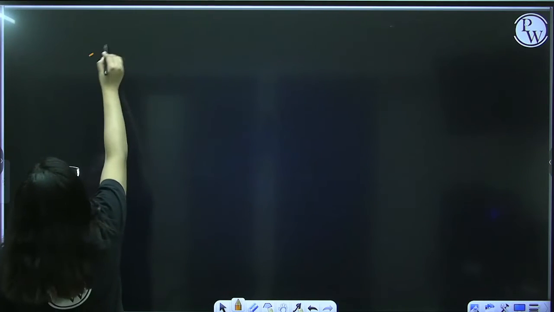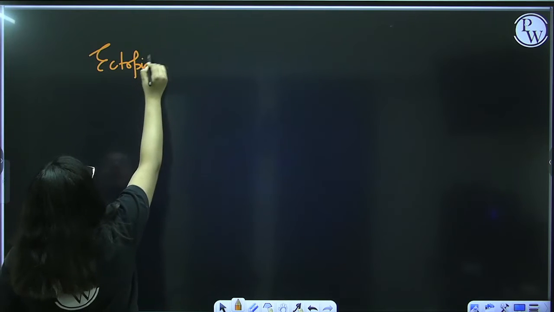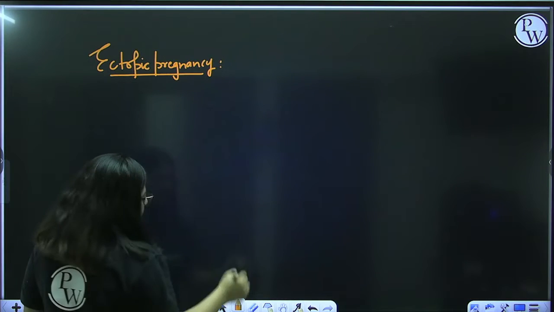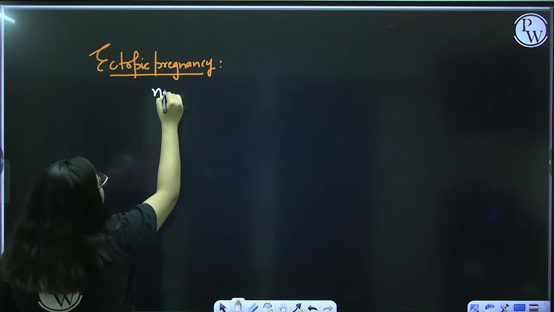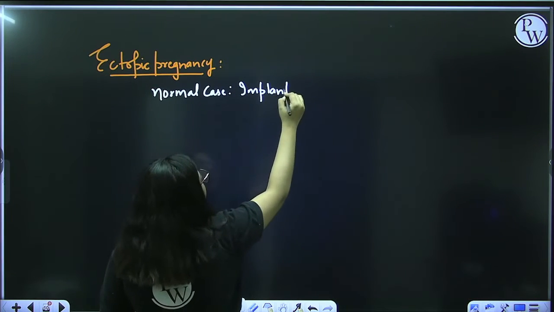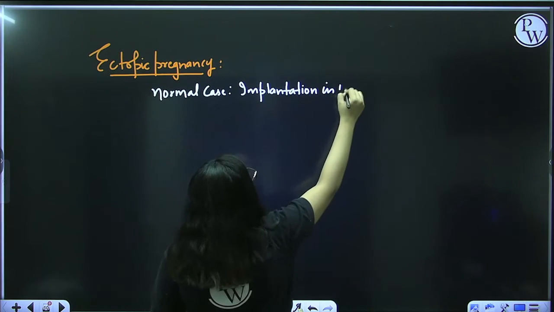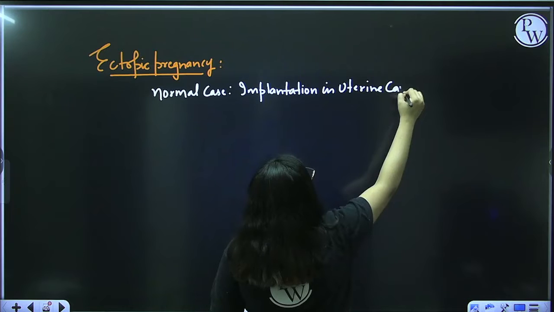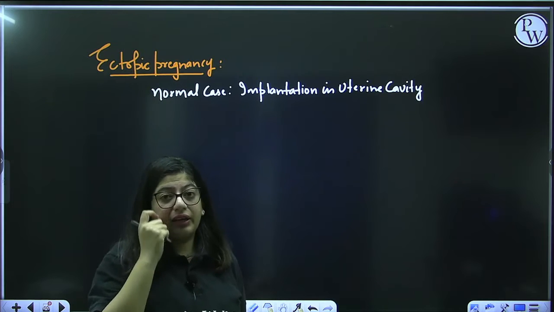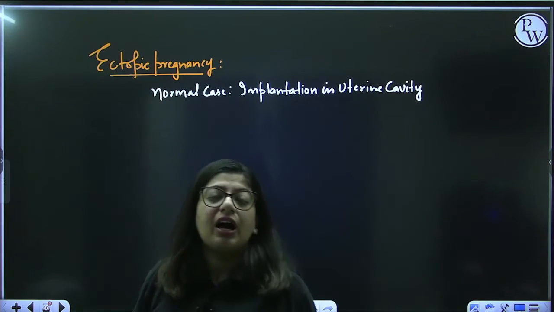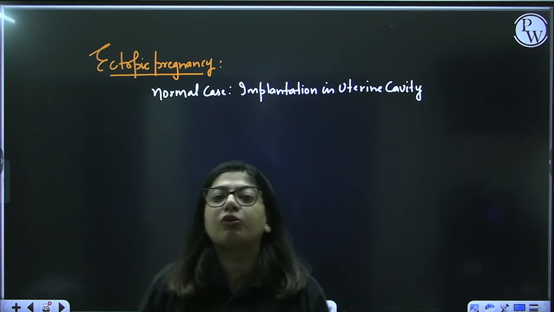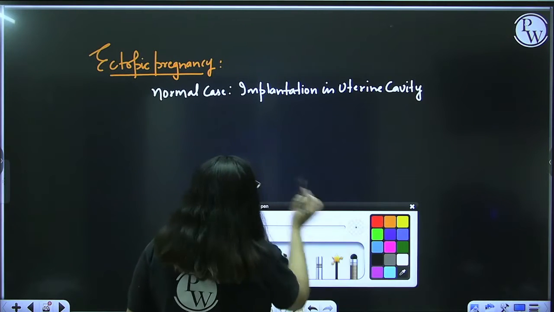is ectopic pregnancy. Now, what is ectopic pregnancy? We always say that the implantation takes place in uterus. This is what we say. In normal case, implantation takes place in uterine cavity. This is what we have done, right? But in abnormal case, or in case of ectopic pregnancy, the implantation takes place at any other place other than the uterus. It's not taking place in uterus but somewhere else. Let me give you an example: fallopian tube. Now for example, this is fallopian tube.